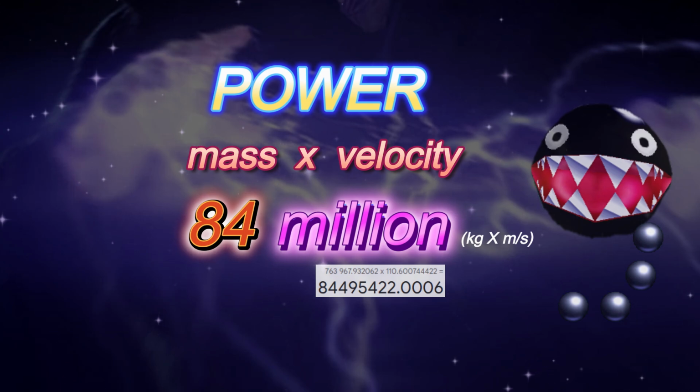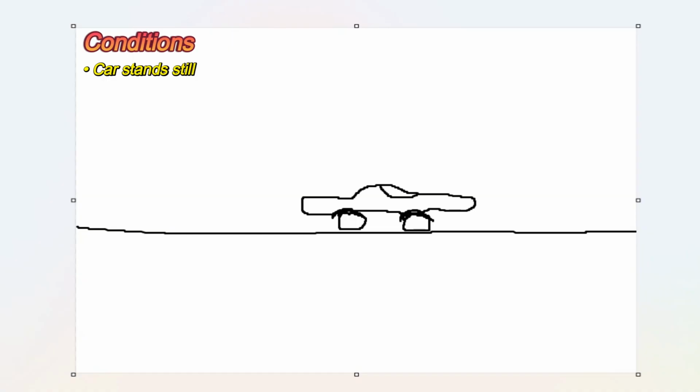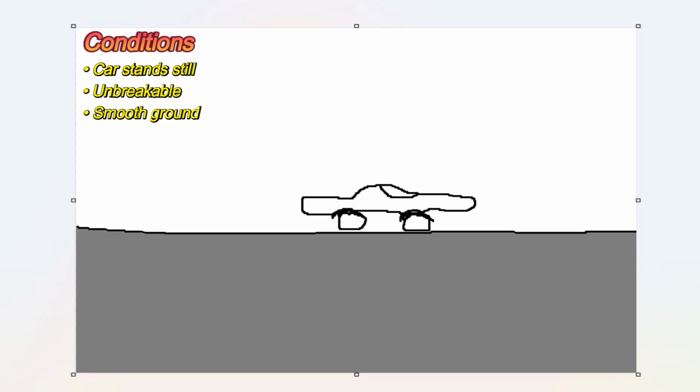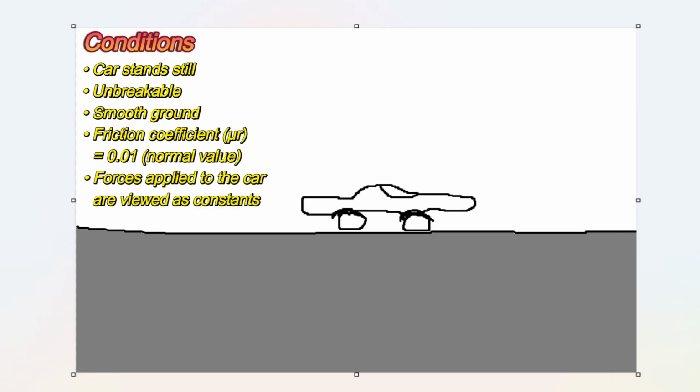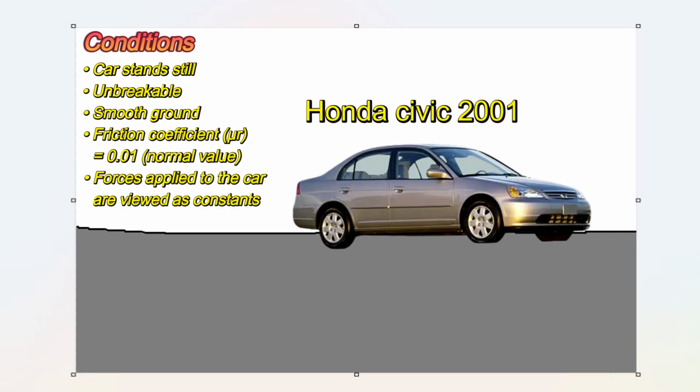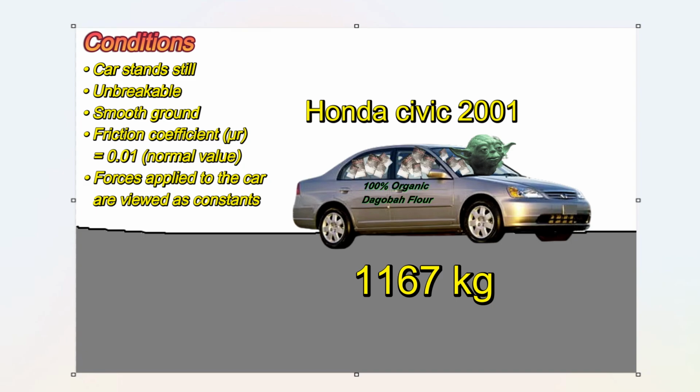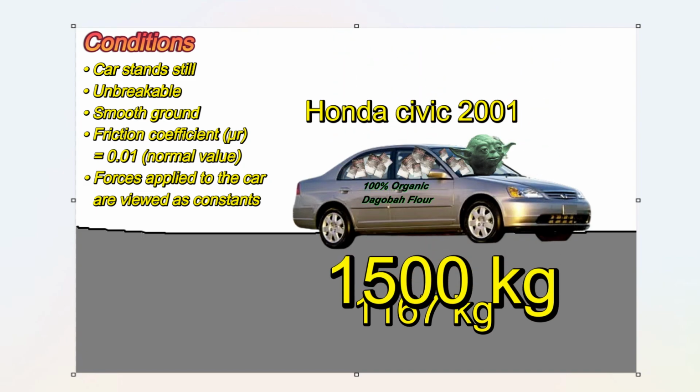Let's take the car example here under these circumstances. The car stands still and is unbreakable. It happens on regular asphalt and the roll friction coefficient is 0.01. Forces applied to the car are viewed as constants. The weight of a Honda Civic 2001 is 1,167 kgs. But with Joe inside with all his ketamine, it would have an estimate weight of 1.5 tons.